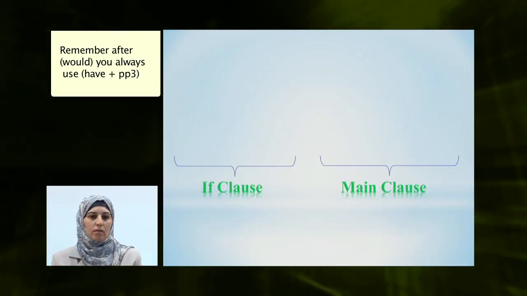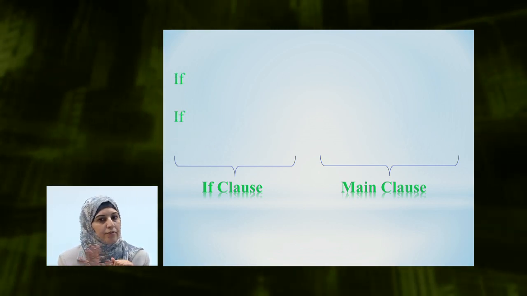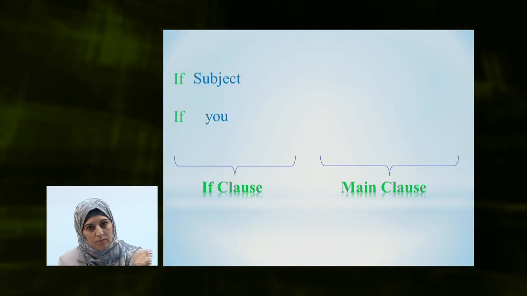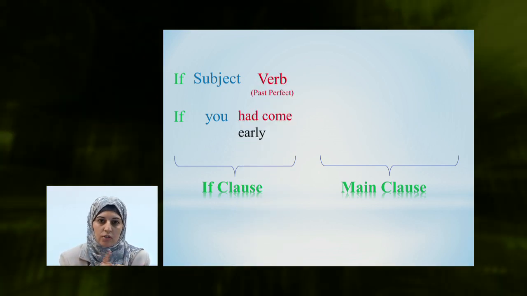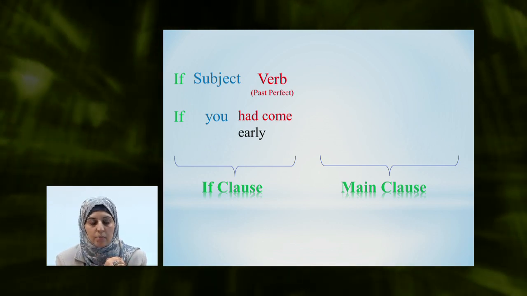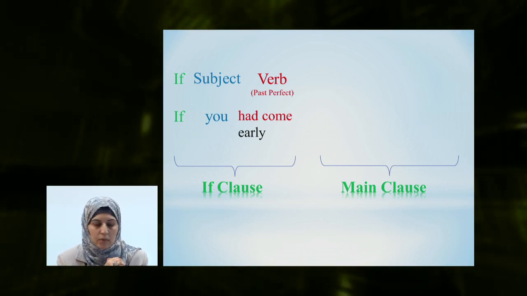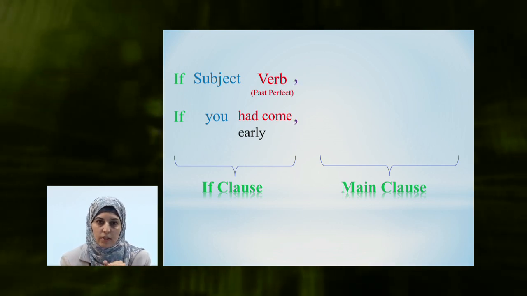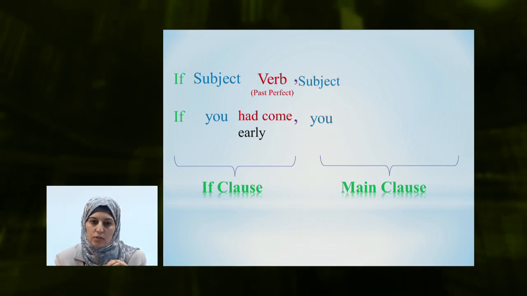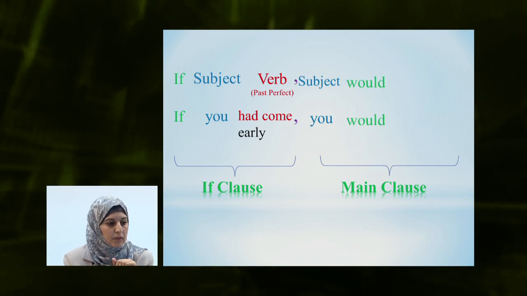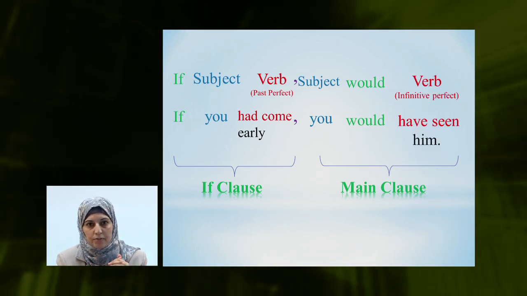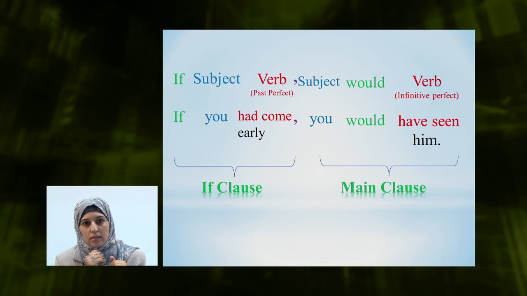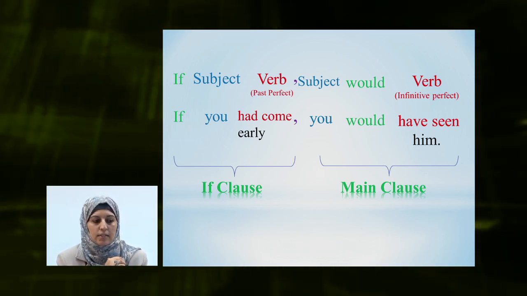Let's see an example. We say, if clause, main clause. If, it's fixed there. Subject, say you. Verb in the past perfect, of course you should start with had, followed by past participle. Had come early. Don't forget the comma. In the main clause, you start with subject, say you, followed by would, which is fixed, followed by infinitive perfect, which is have past participle, that is have seen him.